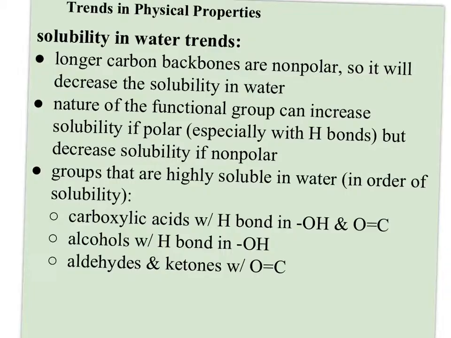But the more polar the functional group, the more the polarity will increase, especially if it has a hydrogen bond in its functional group. So groups that are highly soluble in water are the carboxylic acids, which have the greatest solubility because it has the hydrogen bond and a polar bond in the O double bonded to the carbon. Alcohols have fairly good solubility with the hydrogen bond. And then aldehydes and ketones tend to have some solubility because they at least have one polar bond. And then as we look at the other groups, the hydrocarbons, the arenes, we don't see much solubility at all among those groups.